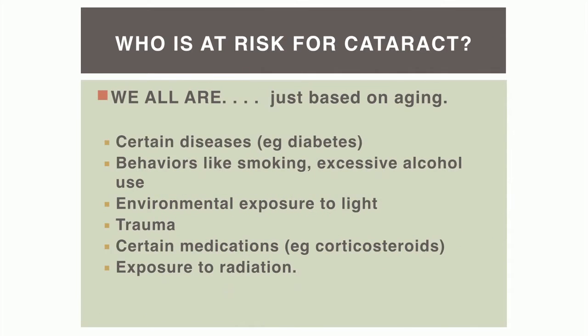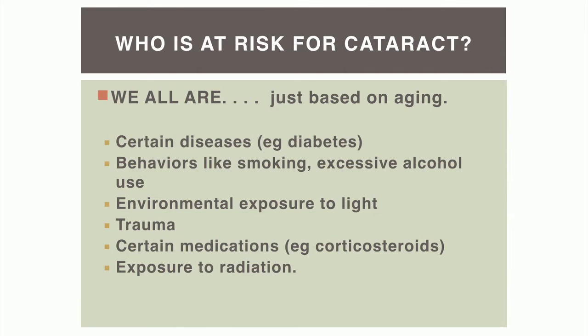So who's at risk for cataract? Well, we all are. If we are fortunate enough to live long enough, we will develop a cataract. Certain diseases and certain conditions cause earlier development of a cataract, but on average, most people normally develop a cataract in the range of 60s to 80s. That's pretty common. I would say most of my cataract surgery patients on average are in their 70s.